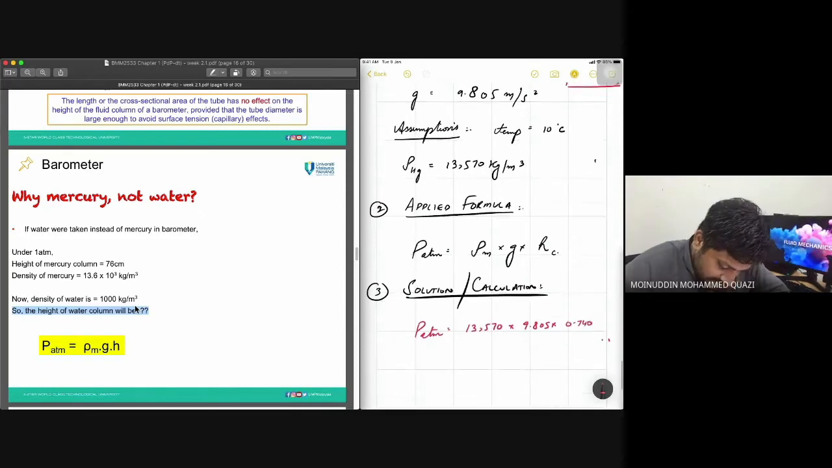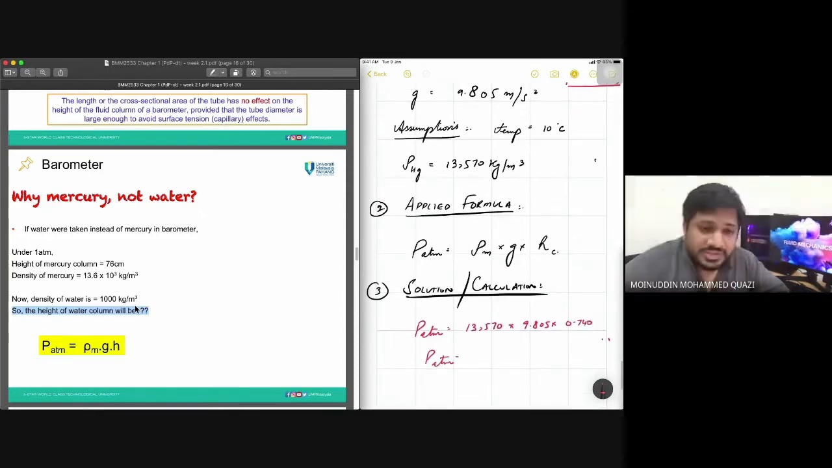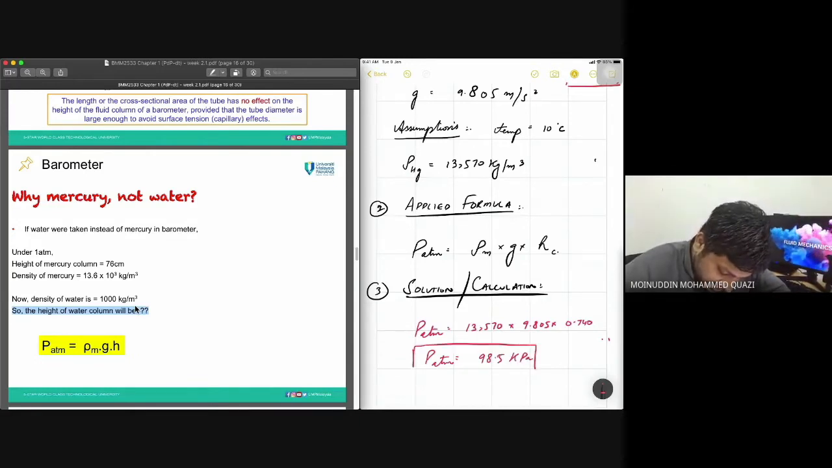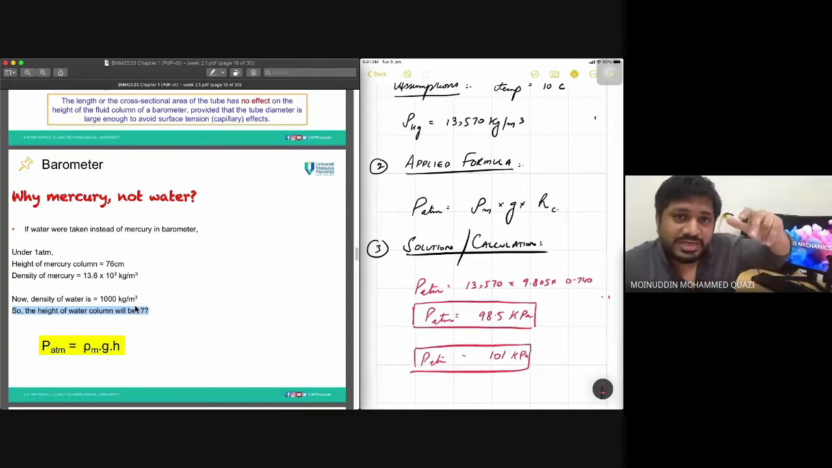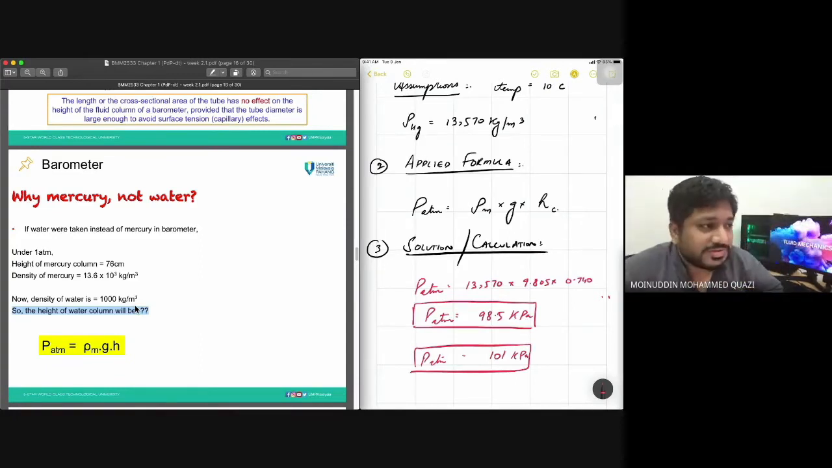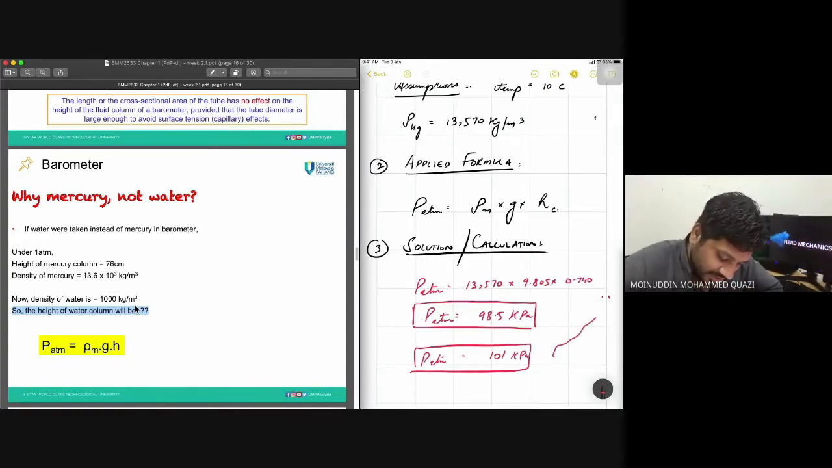So I put 0.740. So atmospheric pressure comes out to be 98.5 kilopascal at that location. The normal atmospheric pressure is 101 kilopascal. So obviously we are climbing a mountain and the pressure has reduced. The person is climbing the mountain going up. Okay, that is why the pressure is reducing.